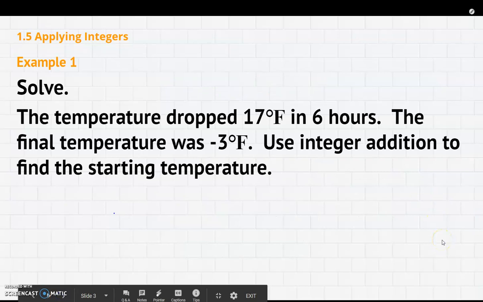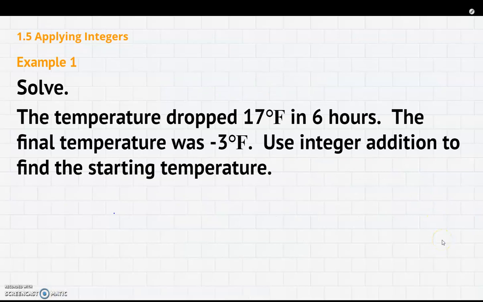So I just have 4 examples for you today, and the first one reads, the temperature dropped 17 degrees Fahrenheit in 6 hours. The final temperature was -3 degrees Fahrenheit. Use integer addition to find the starting temperature.